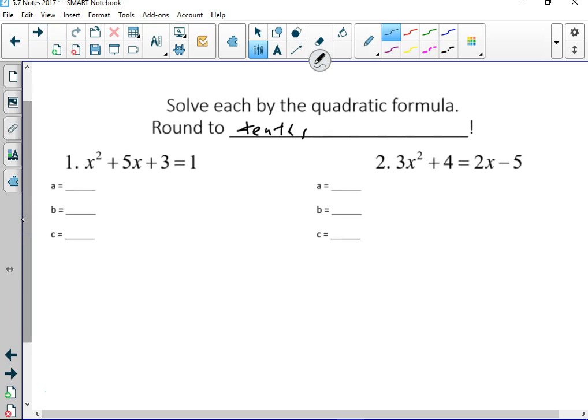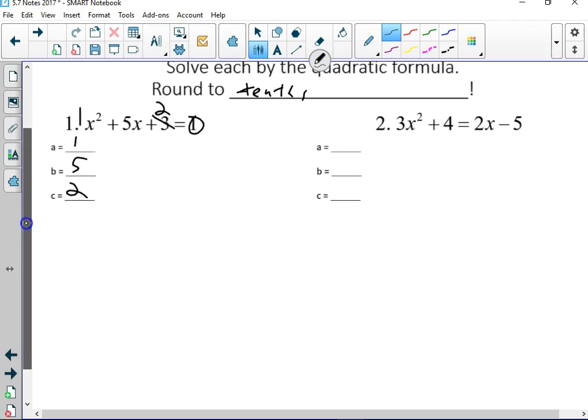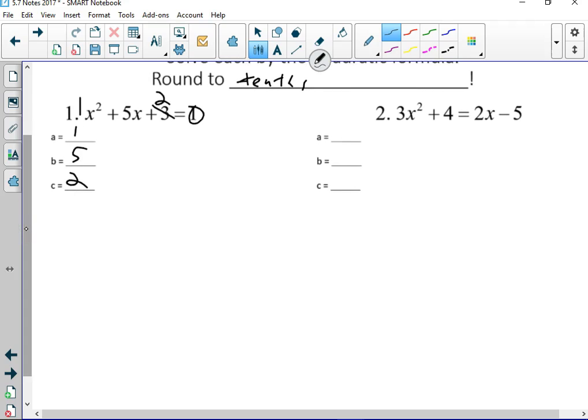Am I ready to identify A, B, and C? Number one. No, I'm not. This is going to be 0, and that's going to be 2 when I subtract 1. Okay? So, my A is 1, my B is 5, my C is 2. So I subtract 1 from both sides, I end up with 2. Now, you just very carefully do the quadratic formula.